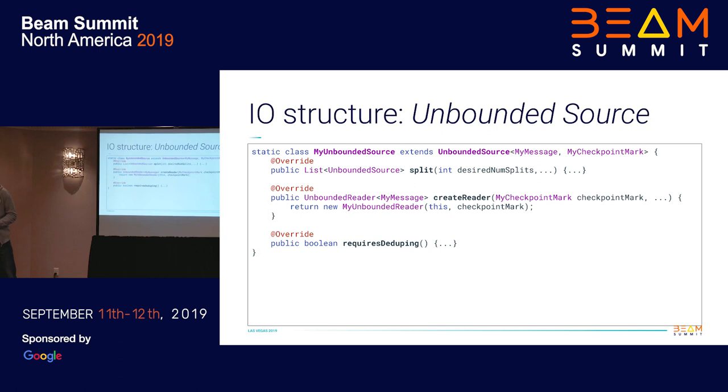Unbounded source, again, extends the UnboundedSource class, and it's a little bit different because in this case, the reader should support checkpointing. So in this case, it will take a CheckpointMark object as a parameter. And optionally, we can have a method to remove duplicated records.